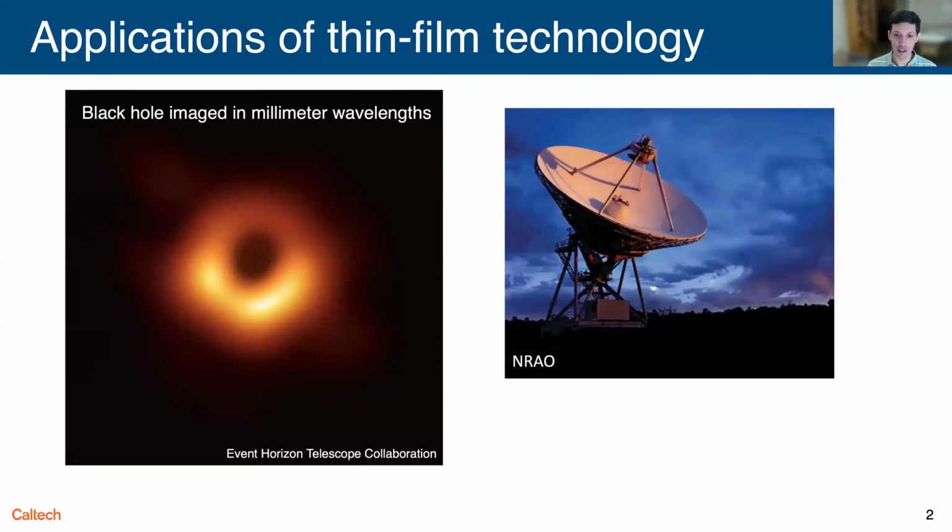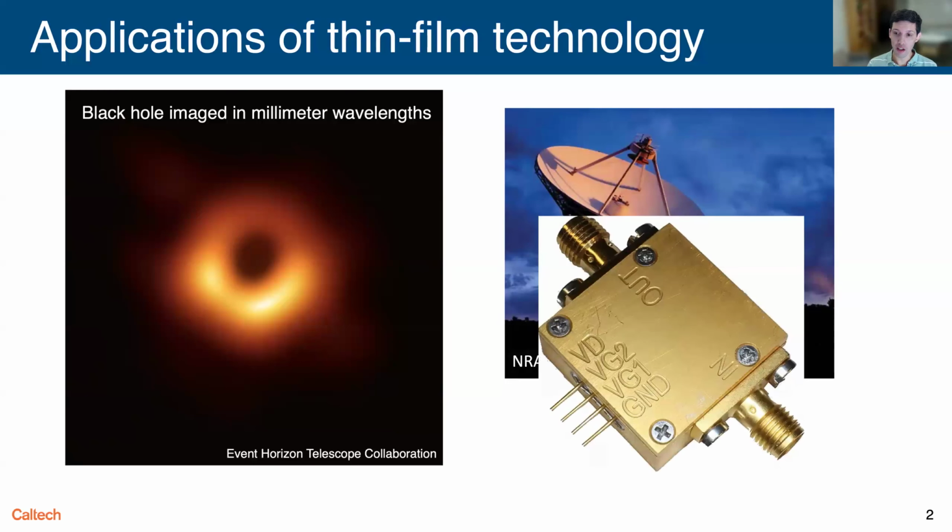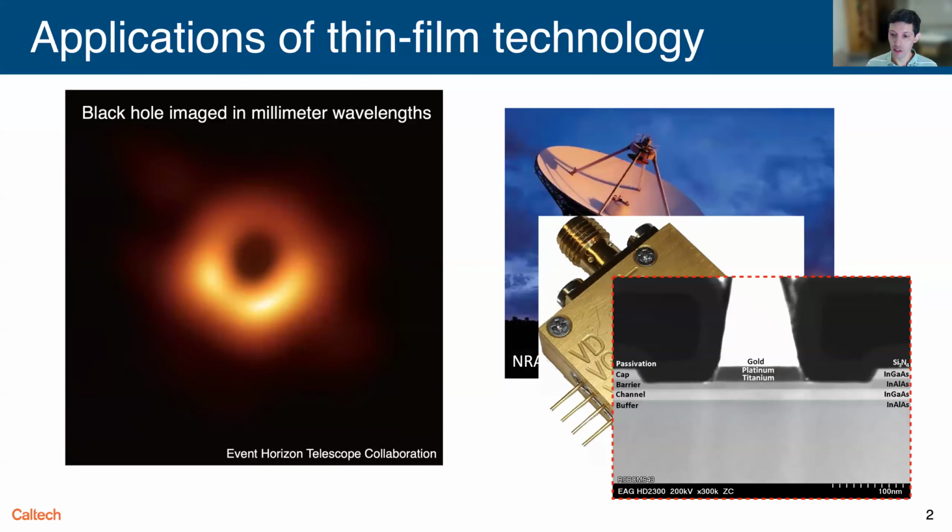And relevant to this talk is that we could not have gotten this image without thin film technology. In particular, this image was acquired using a network of radio telescopes across the entire world that were stitched together to make a giant telescope using math. And inside each of these telescopes is a low noise transistor, which is based on these thin films that are grown with the highest perfection, essentially, of any material that people have figured out how to grow. So thin film technology is essential for our applications in daily life, but also scientifically to get these amazing images.